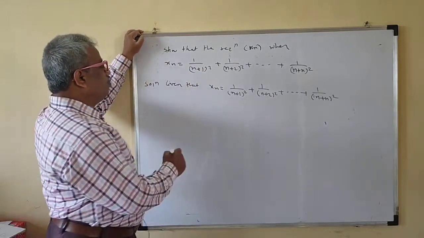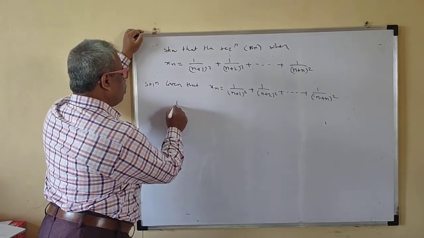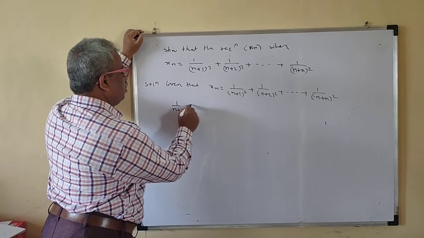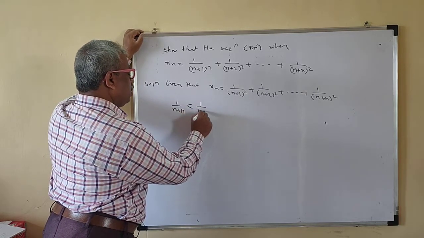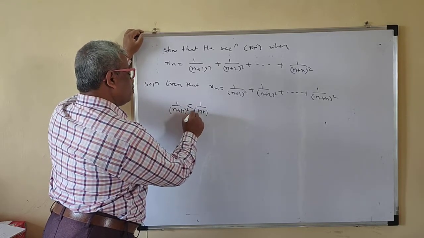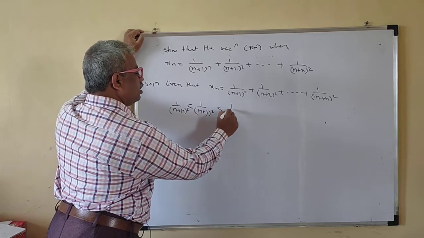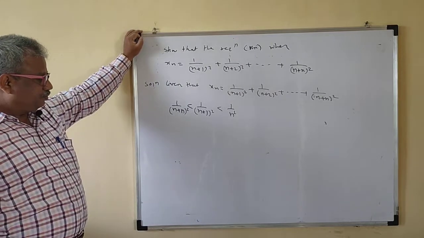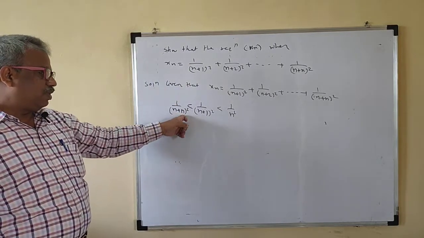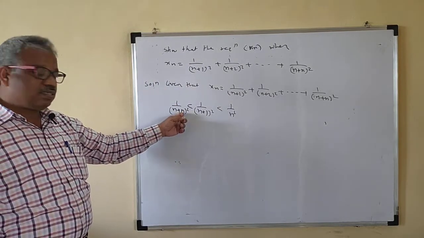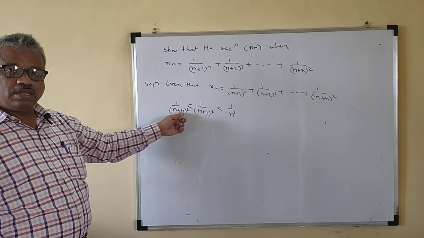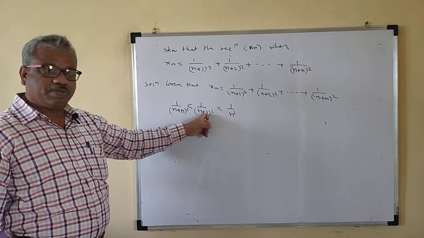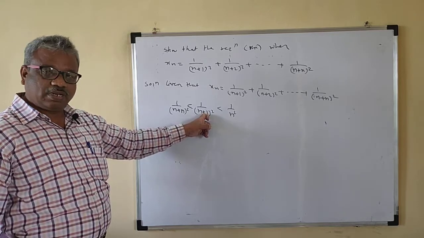So what we'll do, we know that 1 upon (n plus 1) square is the first term, and the last term is 1 upon (n plus n) square. I can write the bounds as 1 upon n square by decreasing the denominator, and 1 upon (n plus n) square by increasing the denominator.